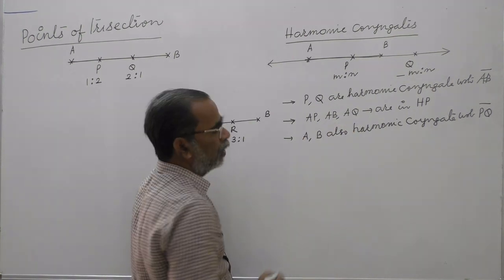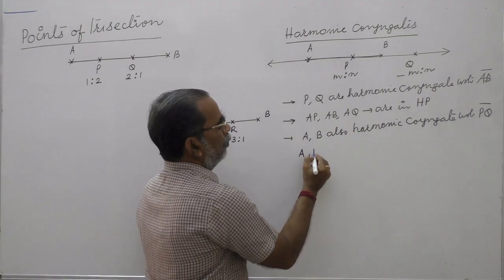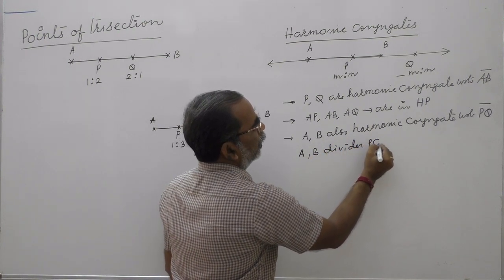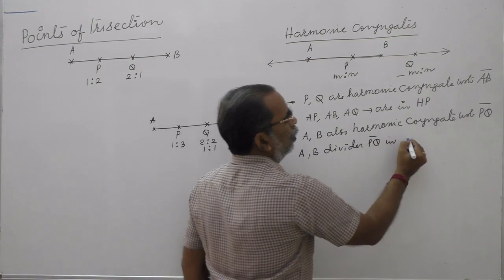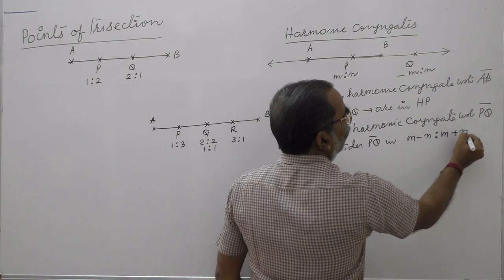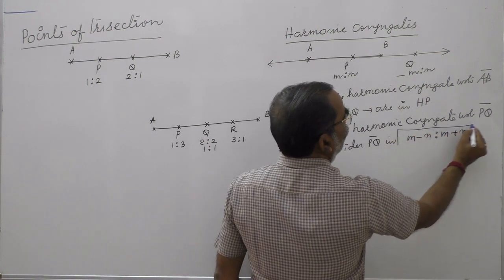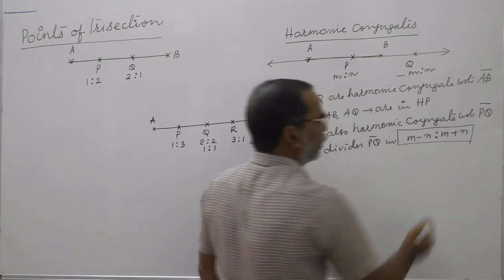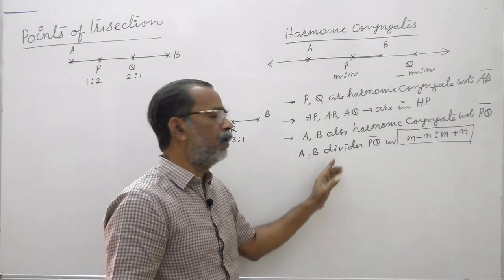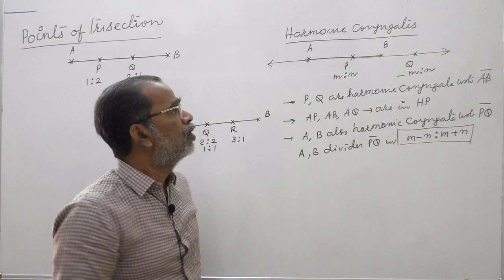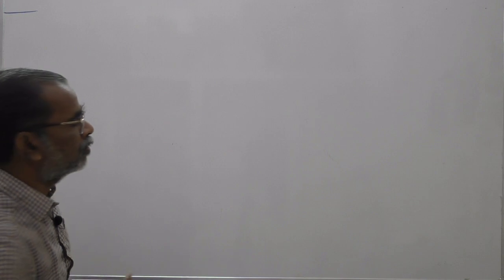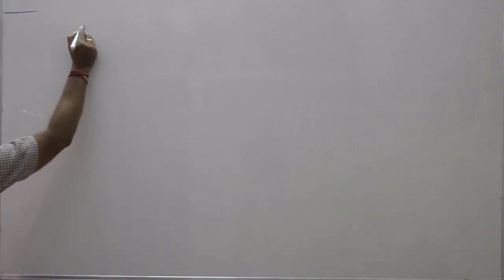Here we said if P, Q are harmonic conjugates with respect to AB, then A, B are also harmonic conjugates with respect to PQ, and this A, B divide this line segment PQ in the ratio m minus n is to m plus n. This is important. M minus n is to m plus n. In this ratio, one will be dividing internally and the other will be dividing externally. So this is about harmonic conjugate. Right. Next we will see one more property.